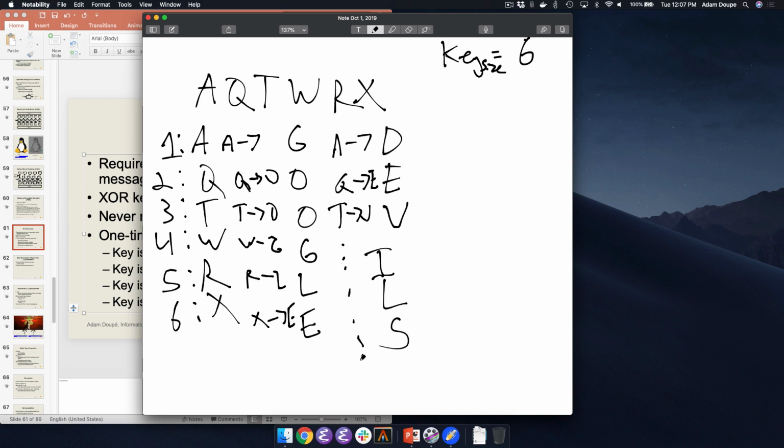So which one's correct? No clue. We have no clue. Why? Those are both valid words. They're both valid words, and how did I create the ciphertext?